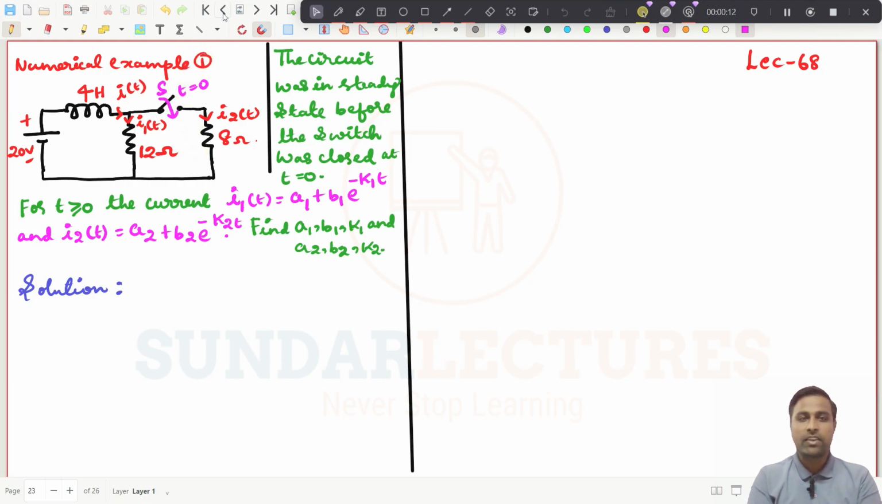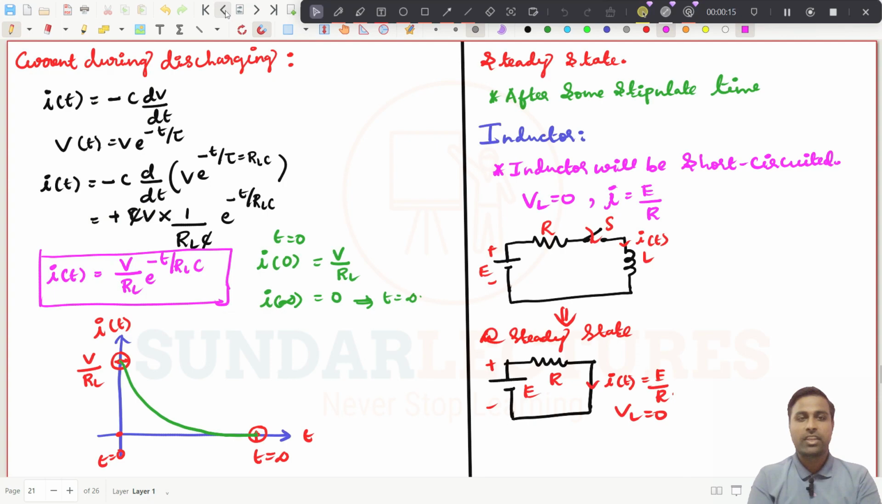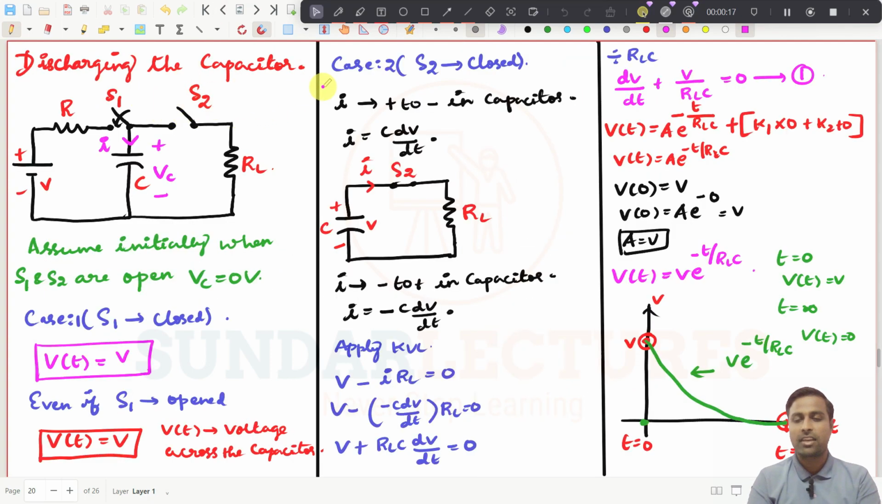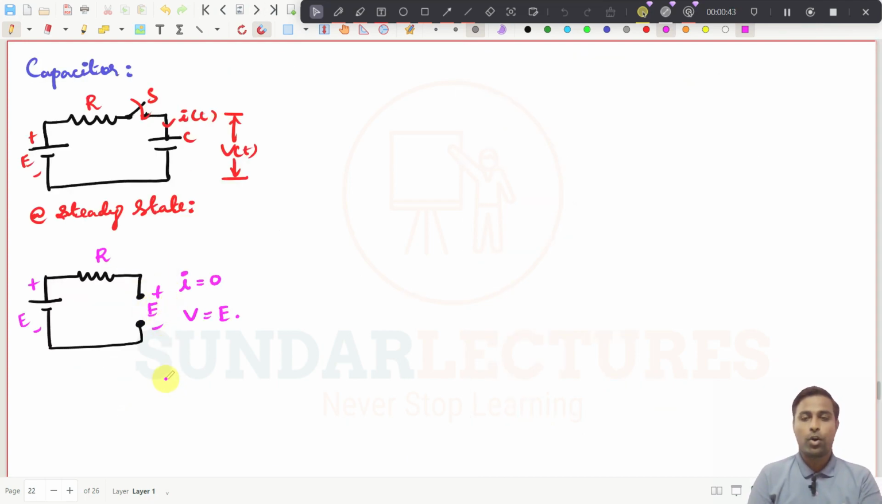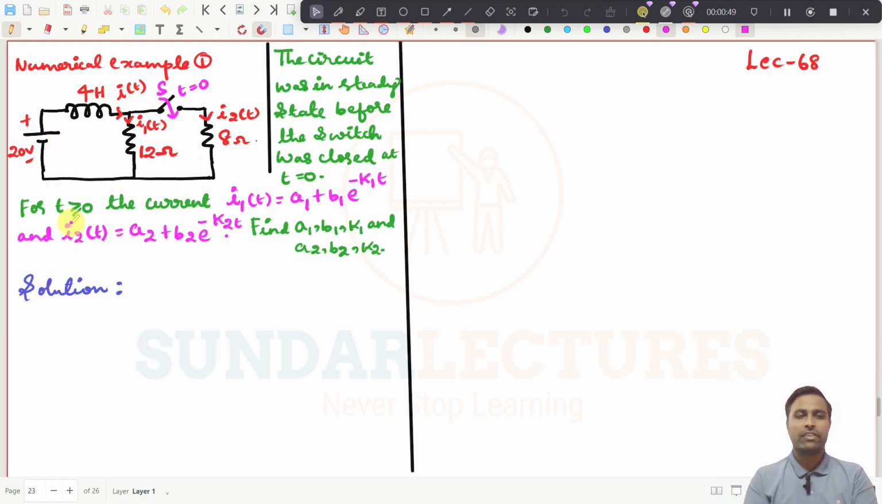See what are all the topics we have seen in the previous class. We have seen the discharging of the capacitor, and while discharging, the voltage and the current both die down to zero exponentially. Then we saw the steady state condition of the inductor and capacitor, that means the RC and RL circuit steady state conditions. If it is an inductor, it will be short circuited, and if it is a capacitor, it will be open circuited. This is what we have seen in the previous class, and now in this class we will take a problem.